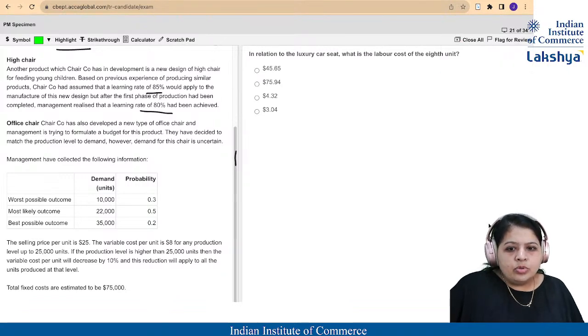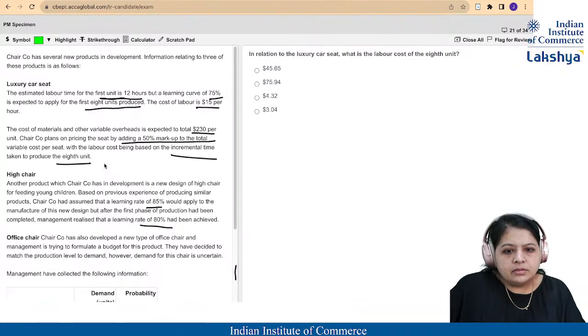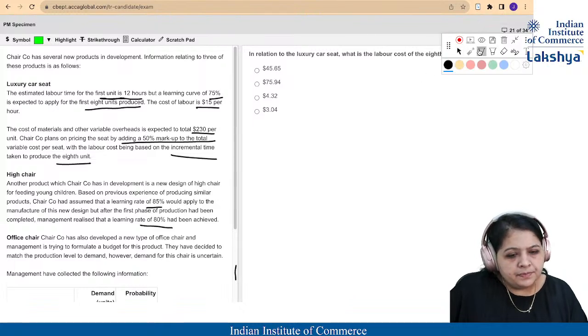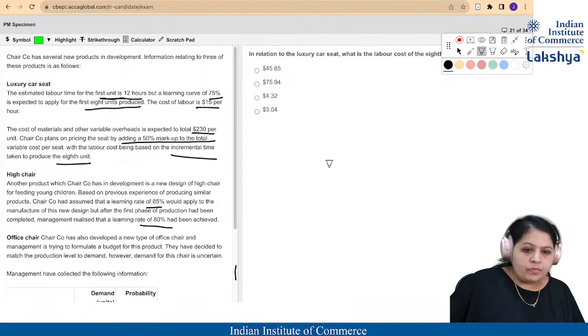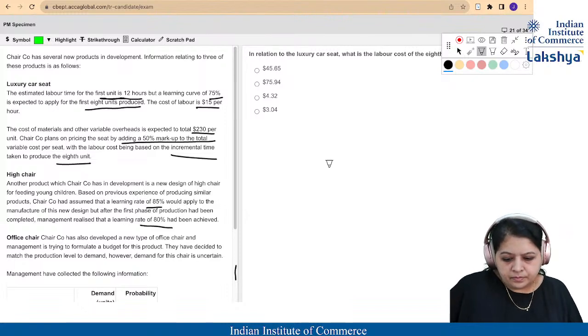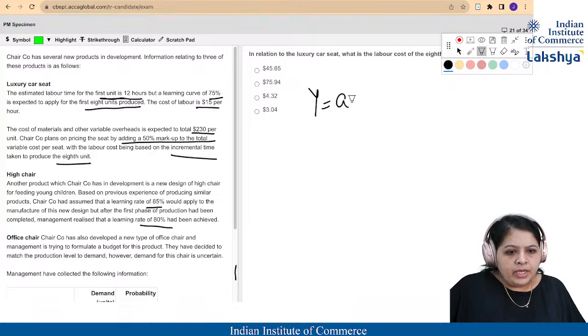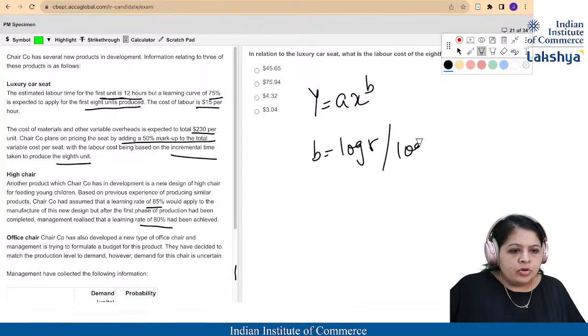In relation to the luxury car seat with the labor cost of 8 units, what is the labor cost of the 8th unit? Now this is a simple learning curve question, right? The formula is y is equal to ax raised to b, where b is equal to log r divided by log 2, where r is given, which is 75%, and then we have to do log 2, right?